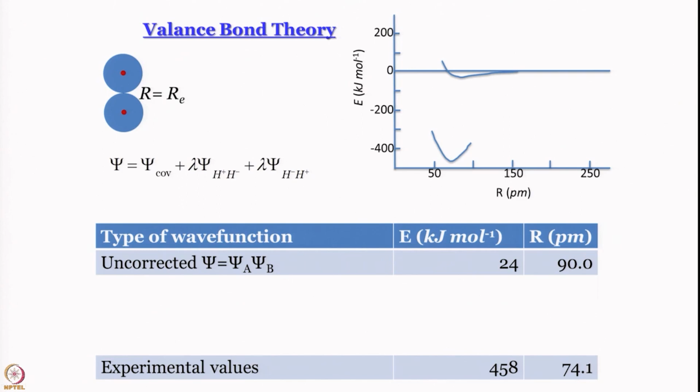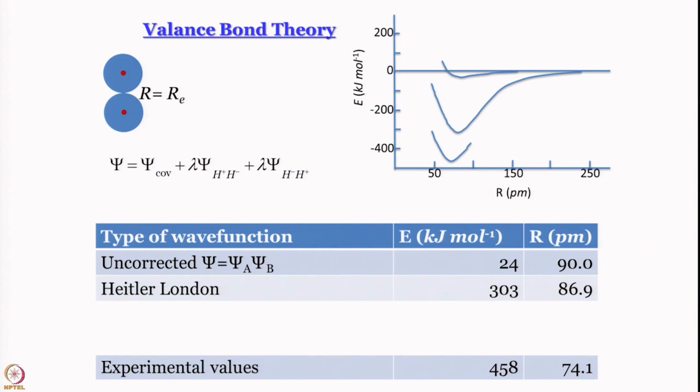But then we know this is a bad wave function, right, because we started our discussion with our Heitler-London wave function. When we use the Heitler-London wave function, we get a dramatic improvement in stabilization energy. From 24 it goes to 303 and the equilibrium bond length becomes 86.9. So, dramatic improvement in stabilization energy compared to the uncorrected wave function, a little bit of improvement in the equilibrium bond length as well, but good, not good enough.